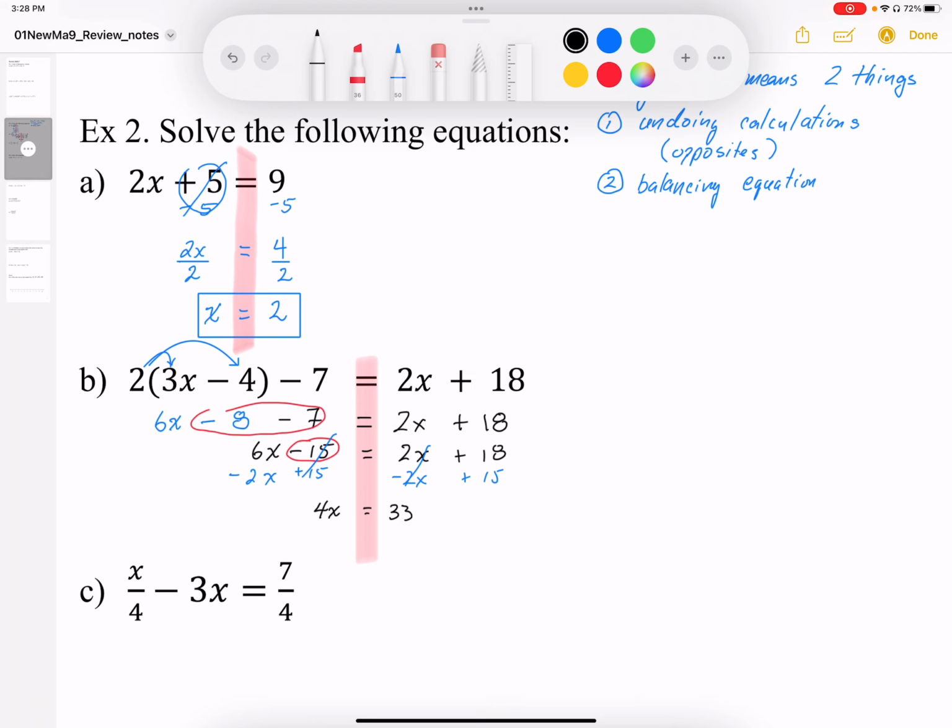Okay, so there is my new balance. Get rid of the times with a divide by 4, and my final answer is going to be x equals 33 over 4, and we can just leave that as an improper fraction.